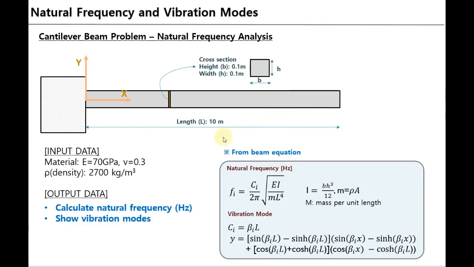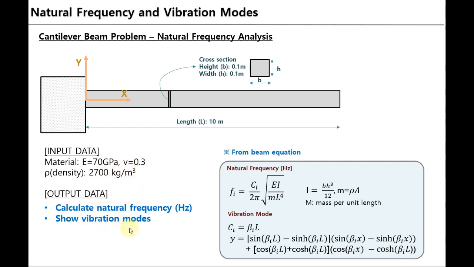In this video, I will explain natural frequency and vibration modes. Again, the exactly same cantilever beam problem as before was modeled with Abaqus. However, to increase the aspect ratio of the beam, the height and width are reduced from 1 to 0.1. Basically, we are considering a very slender beam. We used exactly the same material properties as before: 70 gigapascal for modulus, 0.3 for Poisson ratio, and 2,700 kilogram per cubic meter for density.